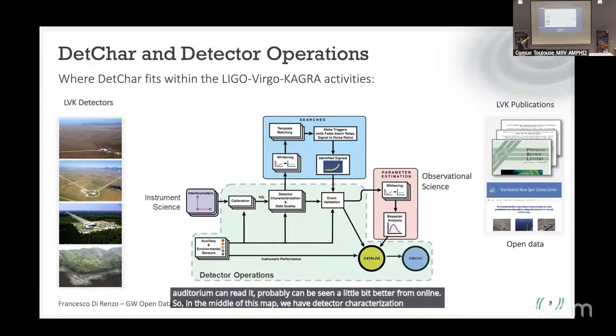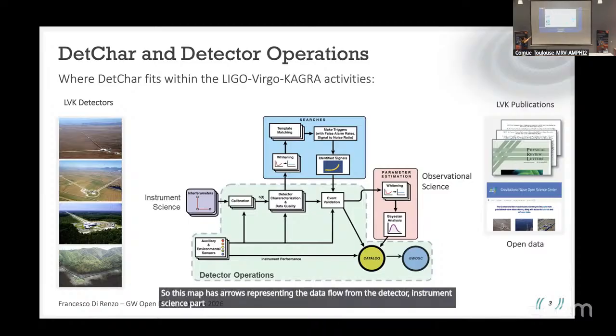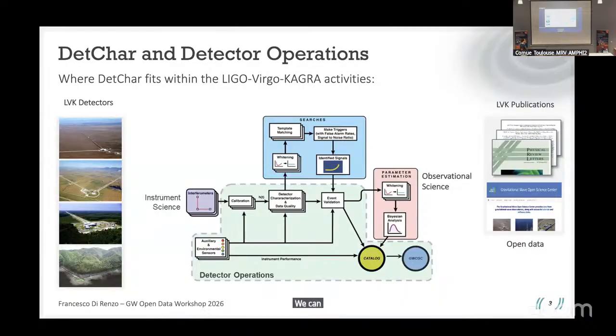This map has arrows representing the data flow from the detector, the instrument science part, to searches on top at the center of the map. And on the right, we have parameter estimation and all the inference that we can make on the data that we collect. So this is briefly what detector characterization is about and where it fits in the collaboration activities.